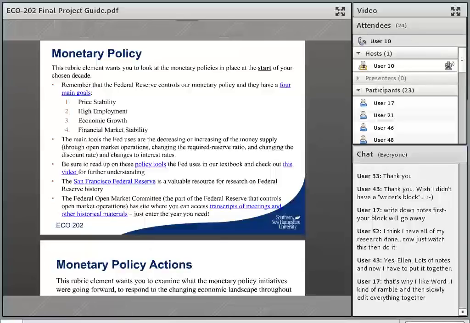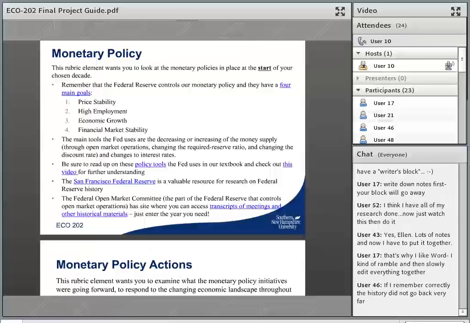And we've got some links to potential research sites that might have some information that's useful to you. This is by no means the be-all end-all of what you can use for your research, but obviously the Federal Reserve itself is a great resource. The San Francisco Federal Reserve has a lot of Fed history, and we've got a link to transcripts of meeting minutes for the FOMC. So that's definitely one to check out.